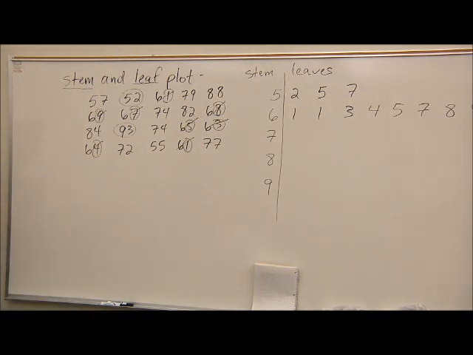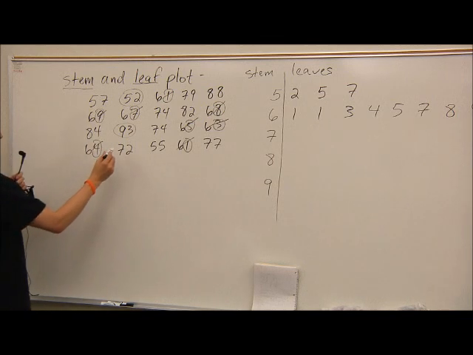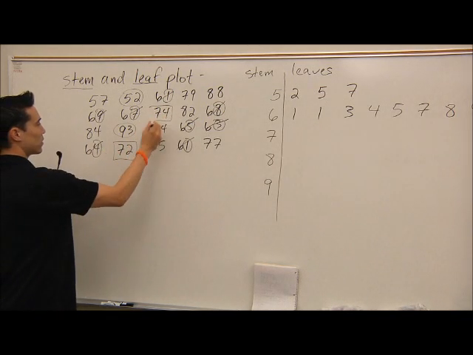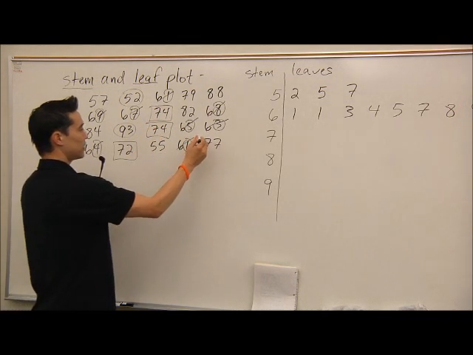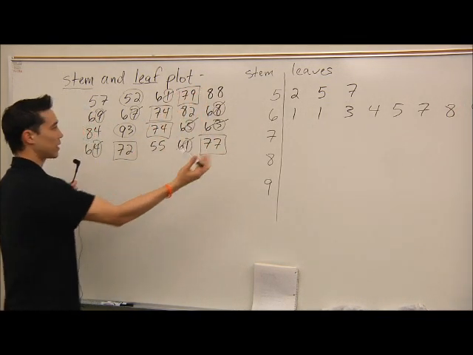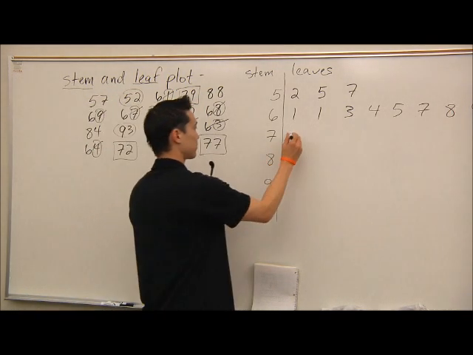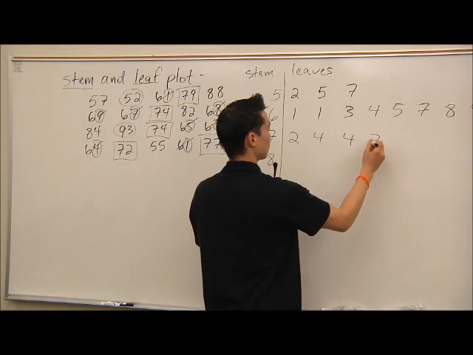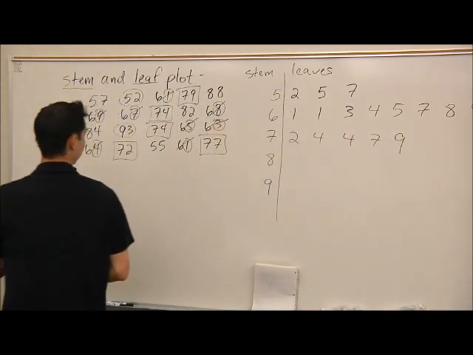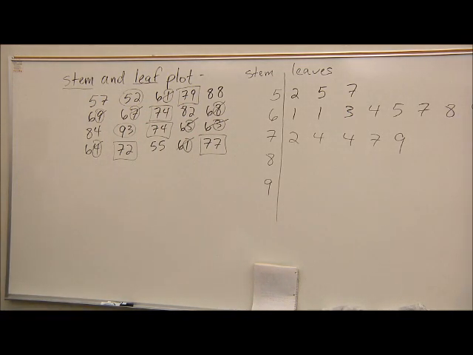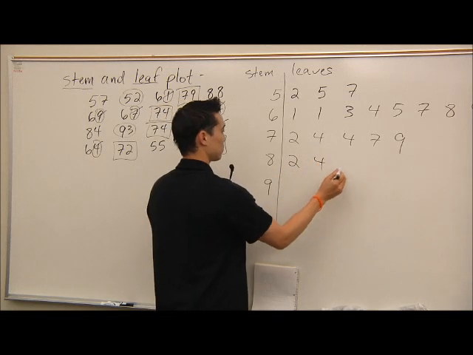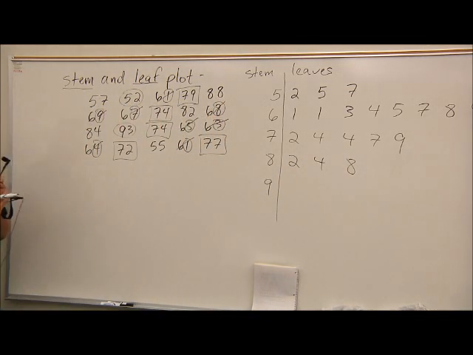Okay, let's pick up with the 70s then. We have a 72, two 74s, a 77, and a 79. So again, we want to put that in order. So 2, 4, 4, 7, 9. And moving to the 80s, we have a 2, a 4, and an 8, I believe. And then finally with the 90s, I only see the 93, so just a 3.